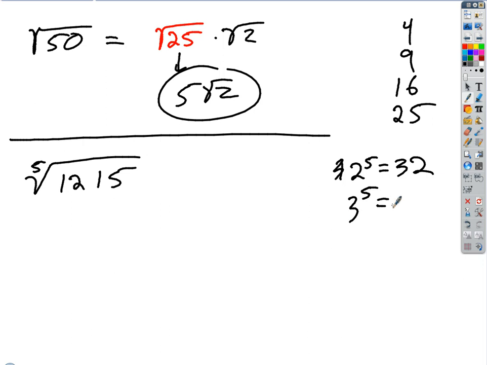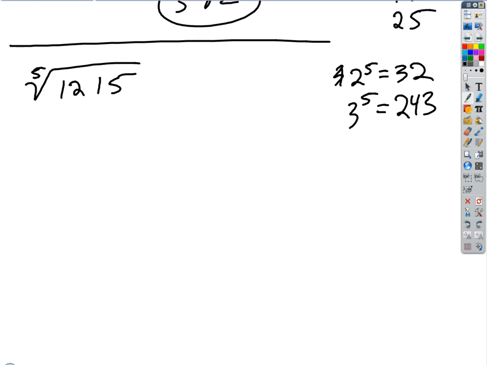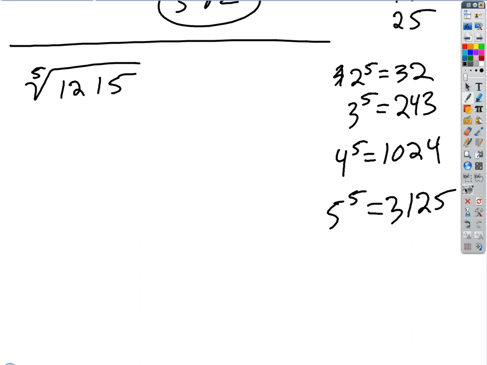3 to the 5th is going to be 243. And 4 to the 5th, now they start to get really big. 1,024, isn't it? I'm just guessing. I'll take your word for it. 5 to the 5th is going to be really big. 5 to the 5th is, what is it? 3,100 and something. I'm not sure. 3,125. Okay, so obviously now if we look at our list of fifths, that's too big, right?